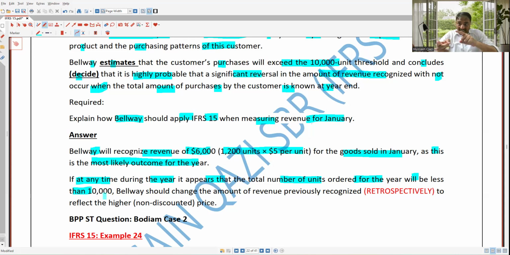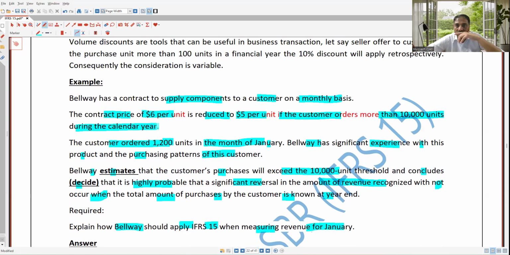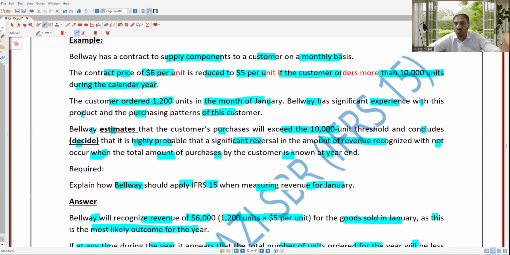So you need to make an adjustment retrospectively. Bellway should change the amount of revenue retrospectively that reflects the non-discounted price. That's the point. So I hope it's very much clear to you.